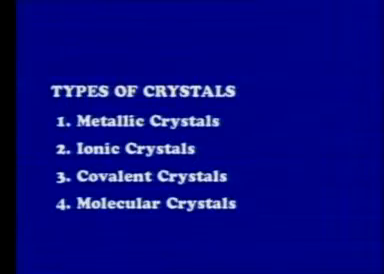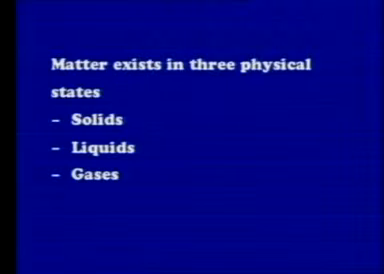Crystals can be classified into four types. Number one, metallic crystals. Number two, ionic crystals. Number three, covalent crystals. And number four, molecular crystals. So this is all about solids. Dear students, let me summarize all we have discussed today. Matter exists in three physical states: solids, liquids, and gases. These three physical states differ in the arrangement of their particles.